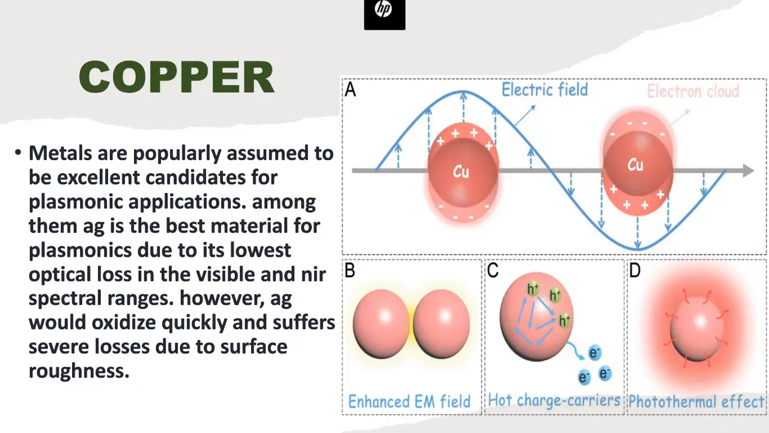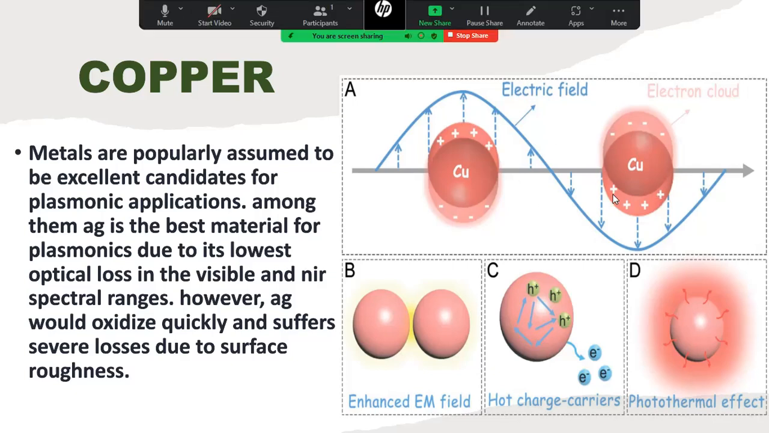Copper. Metals are popularly assumed to be excellent candidates for plasmonic applications, and among them copper is the best material for plasmonics due to its lowest optical loss in the visible spectral range. However, it would oxidize quickly and suffer severe losses due to surface roughness. Here is the electric field and the electron flow from the copper. Enhanced electromagnetic field, hot charge carriers, and photothermal effects are shown. You can see this from the diagram.